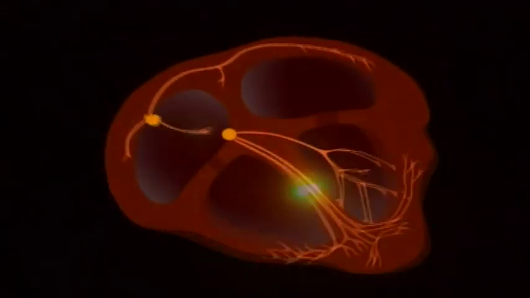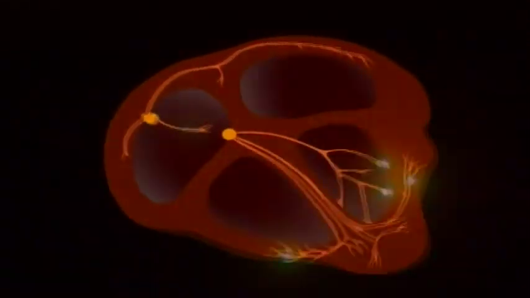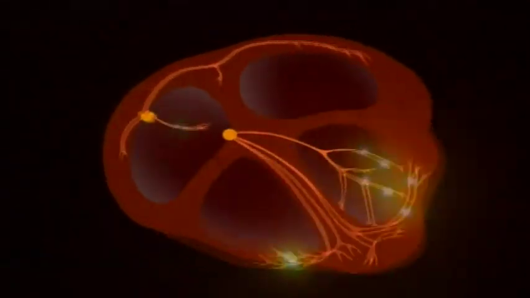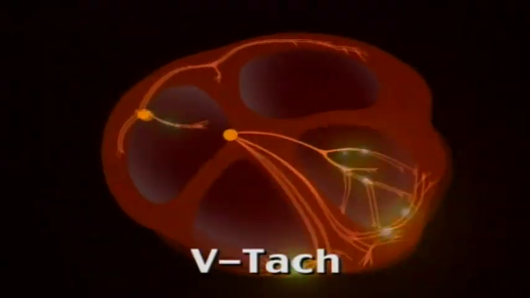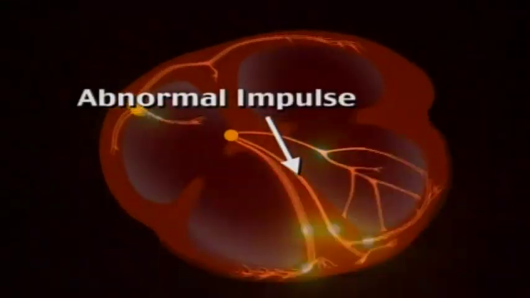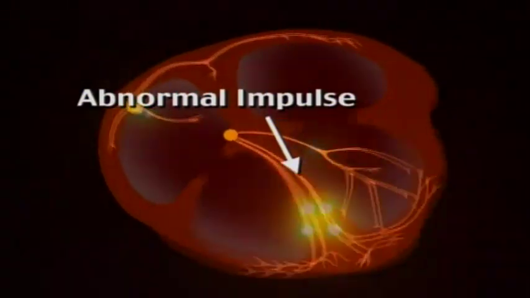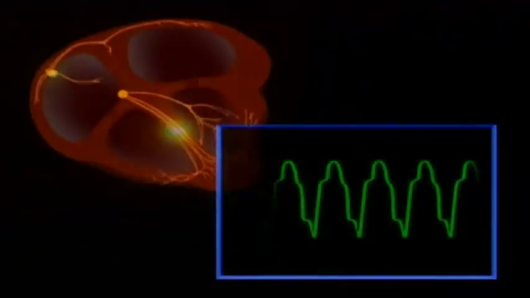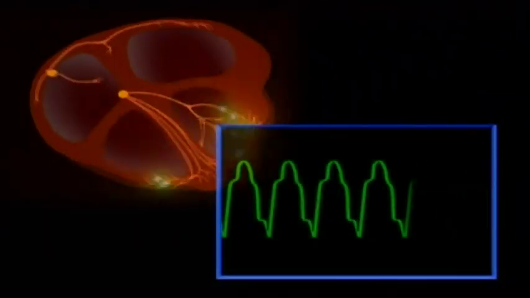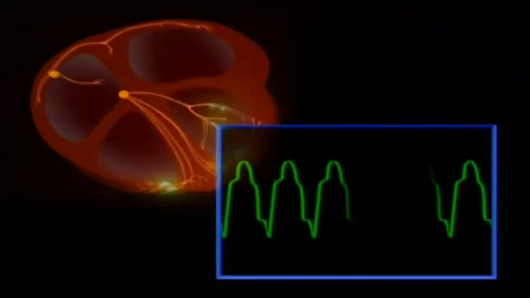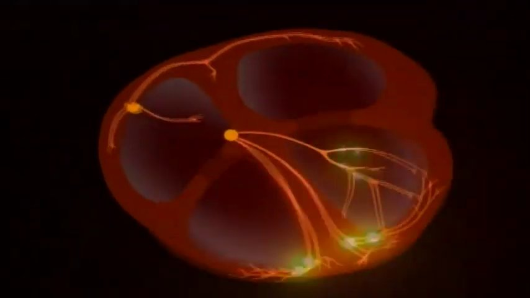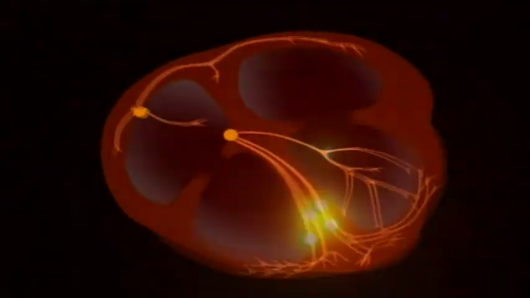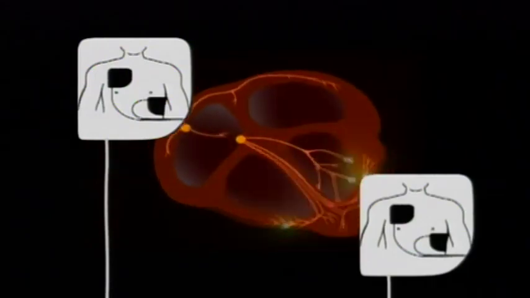Another less common life-threatening condition occurs when the heart beats too fast. This rhythm is called ventricular tachycardia, or VTAC. In VTAC, an abnormal electrical impulse controls the heart, originating in the ventricles instead of in the SA node. This abnormal impulse fires so fast that the heart's chambers do not have time to fill. With little or no blood circulating, there may be no pulse. Defibrillation is the best way to stop VTAC, as it allows the heart to reset and return to an effective heart rhythm.